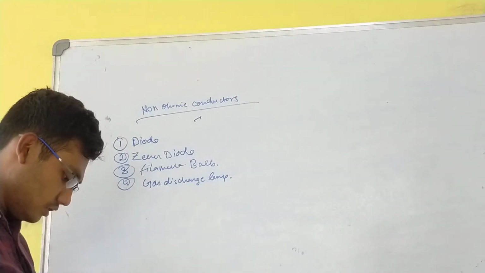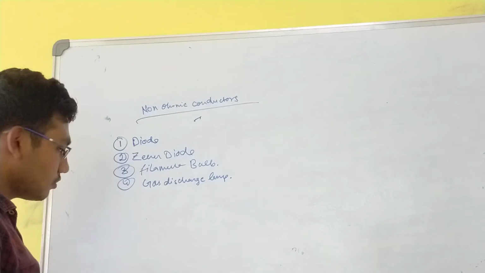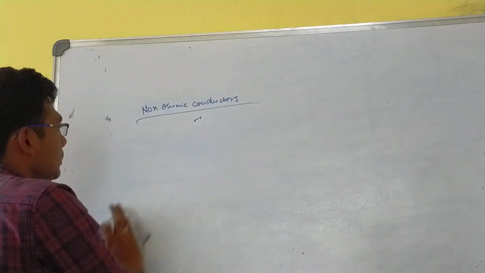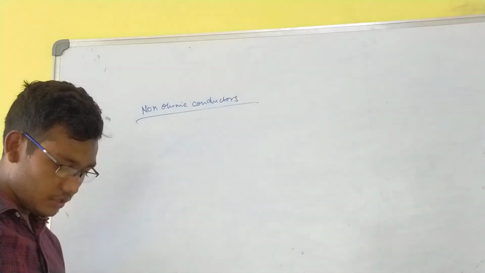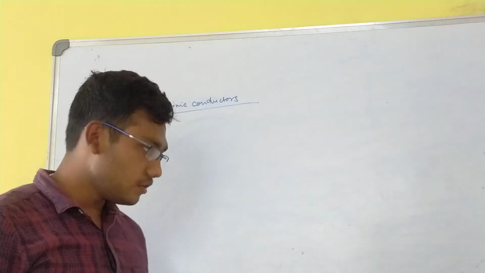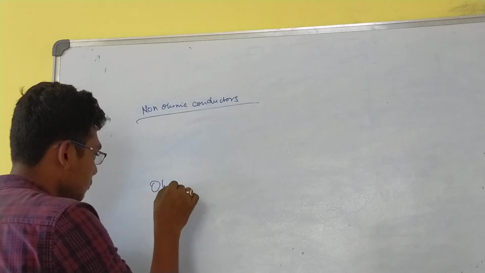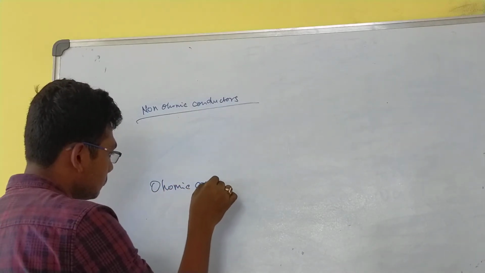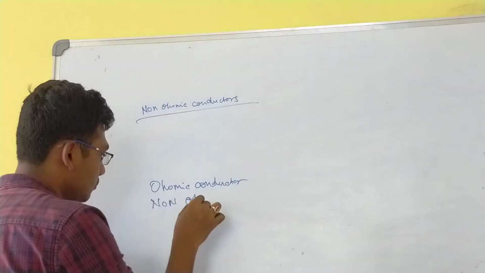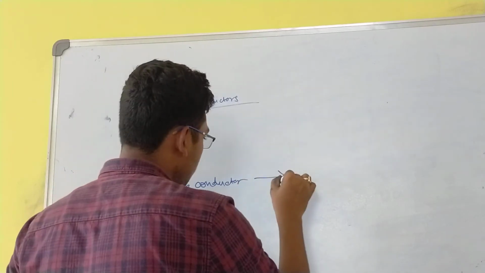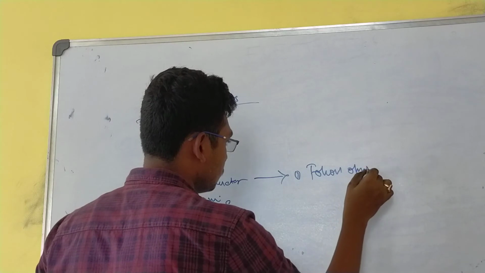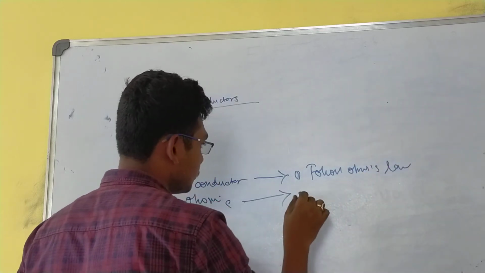In the practical world, metals are good conductors and follow Ohm's law. Non-metal semiconductors don't follow Ohm's law. They change. So I would like to conclude this lecture with this. Let's give a brief summary of this lecture. We have learned ohmic conductors and non-ohmic conductors. What is the difference? One follows Ohm's law, the other doesn't follow Ohm's law.